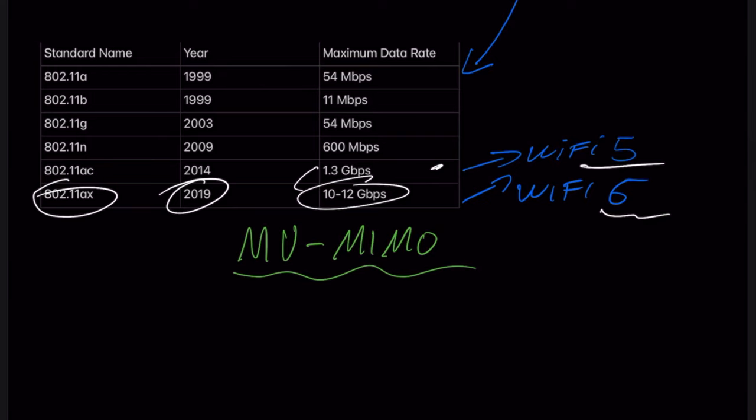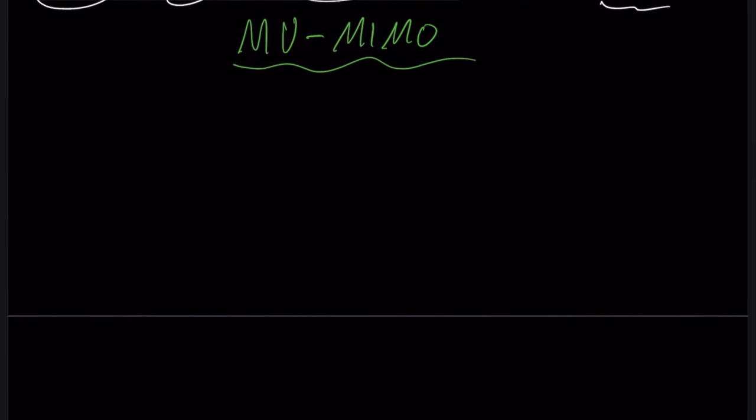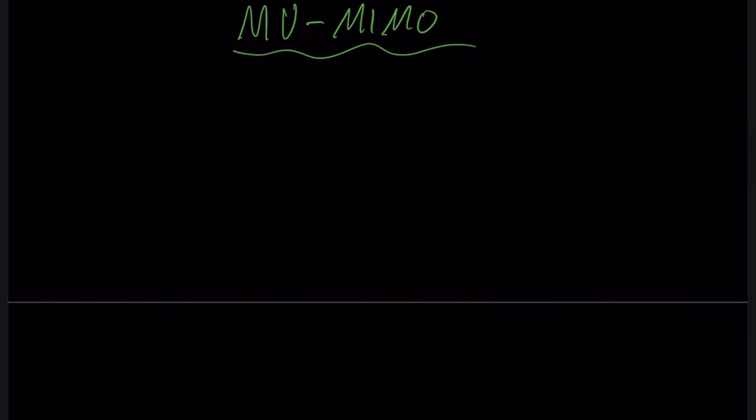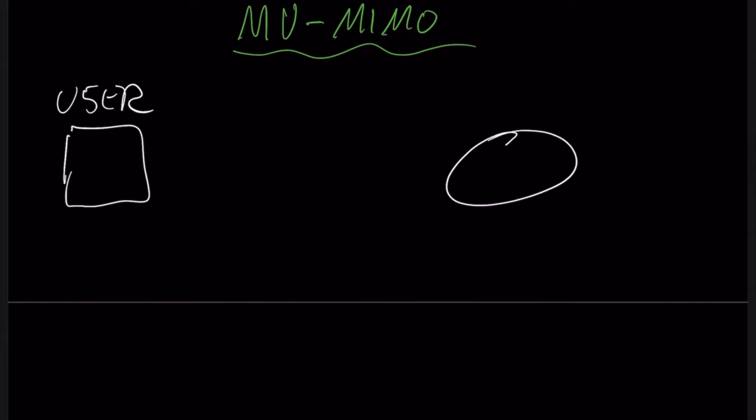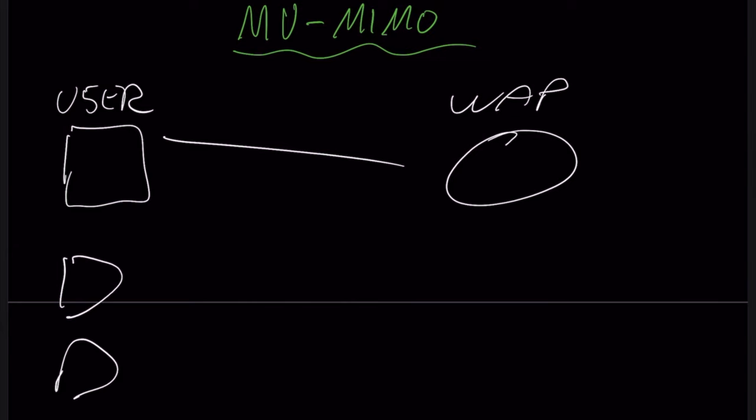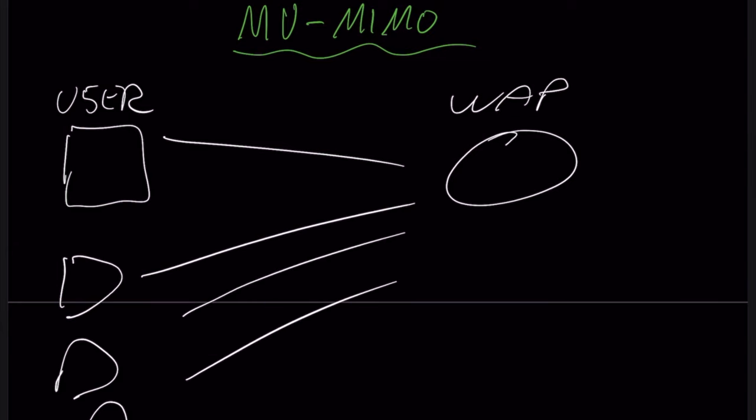This seems to be quite a significant jump. Another concept I want you to focus on is MU-MIMO, multi-user, multiple input, multiple output. So basically we have users. A user is represented by a mobile device, and you have your wireless access point over here, and they communicate. You might have many of these around, and everyone's trying to communicate with the access point at the same time. So multiple users basically means how many devices can the access point deal with at the same time?